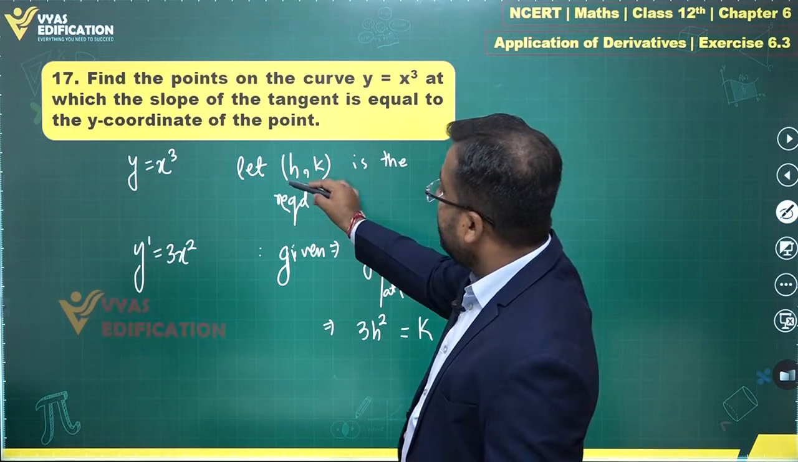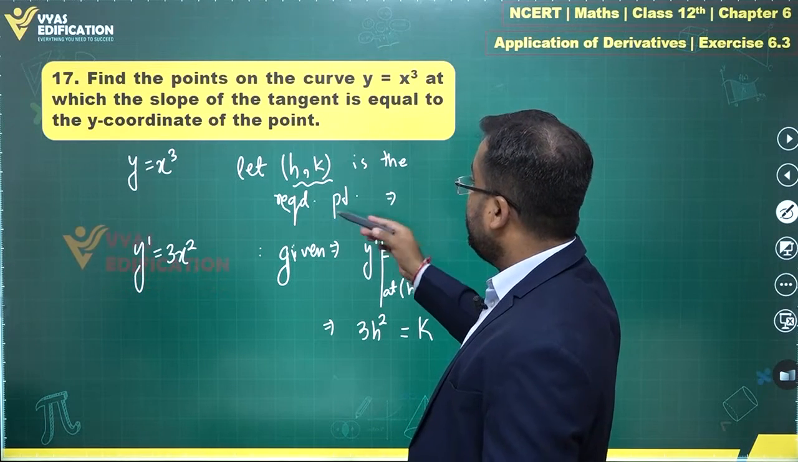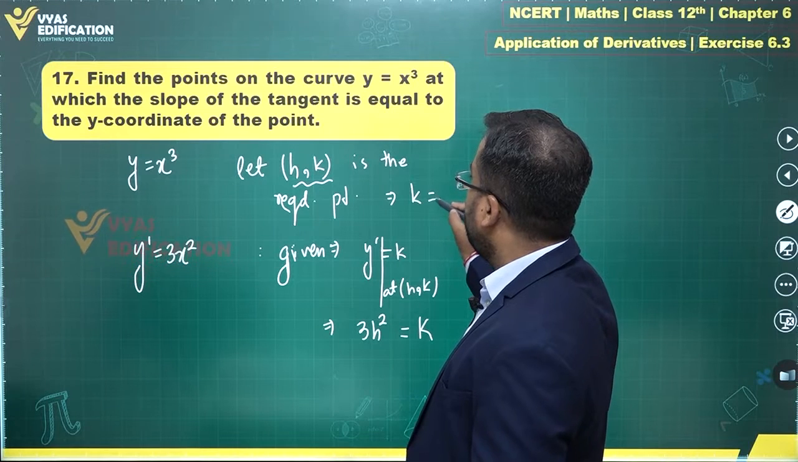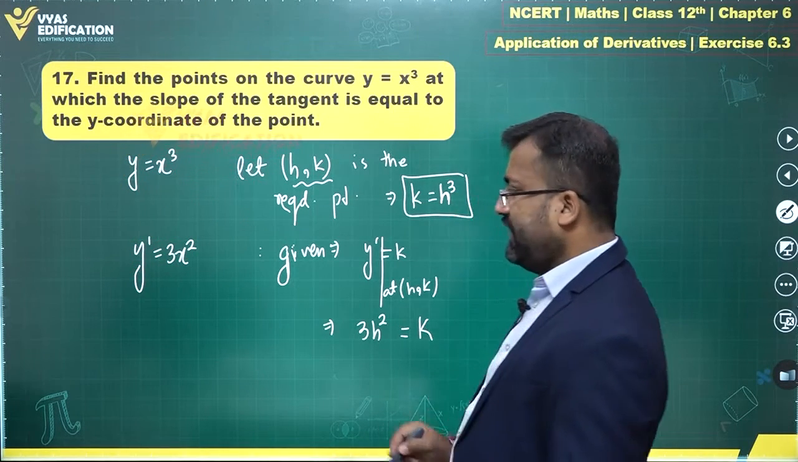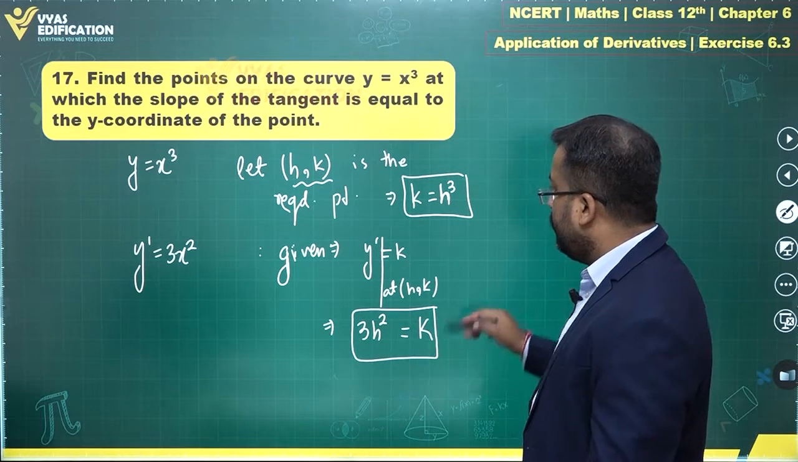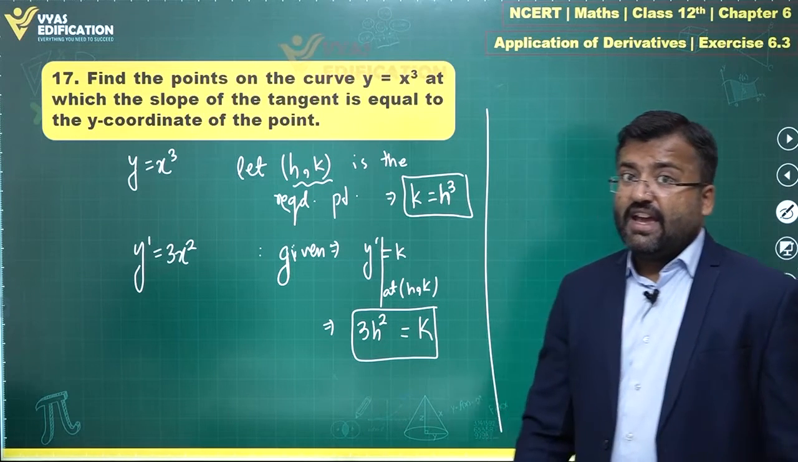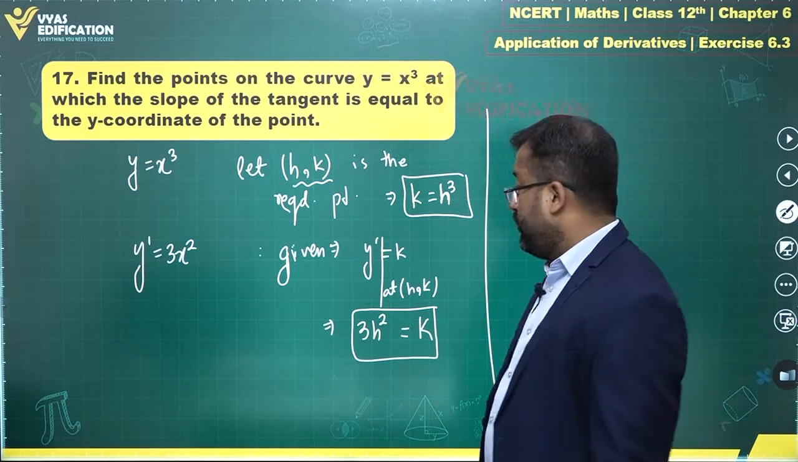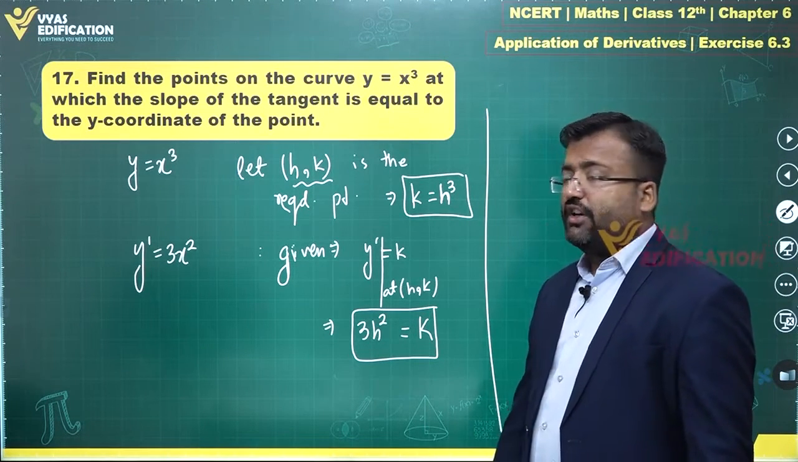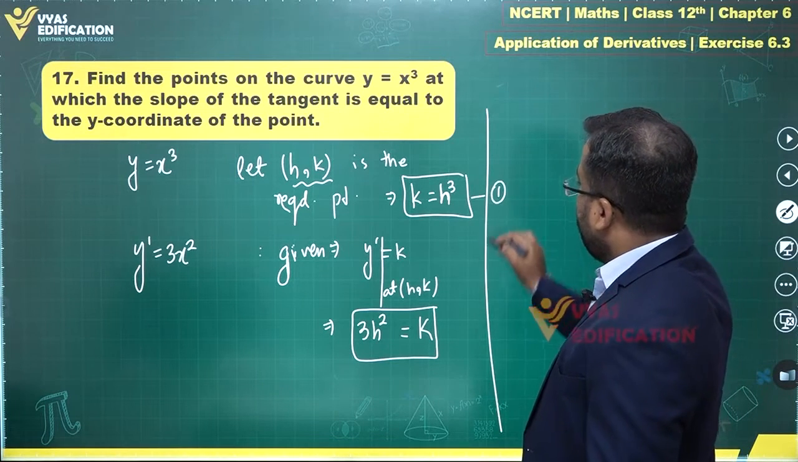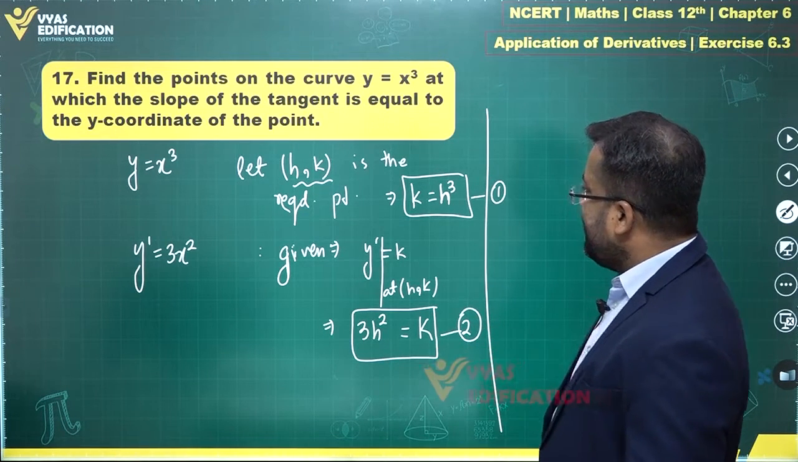Is there any relation between h and k? Yes. If this is a required point, then k will be equal to h power 3. That is what I know from the equation of curve, right? So there are actually two equations and two unknowns. H and k are the two unknowns, and yes, there are two equations between h and k, right? Slope of tangent is equal to this y coordinate of the point. From equation 1 and equation 2, can I eliminate k easily?